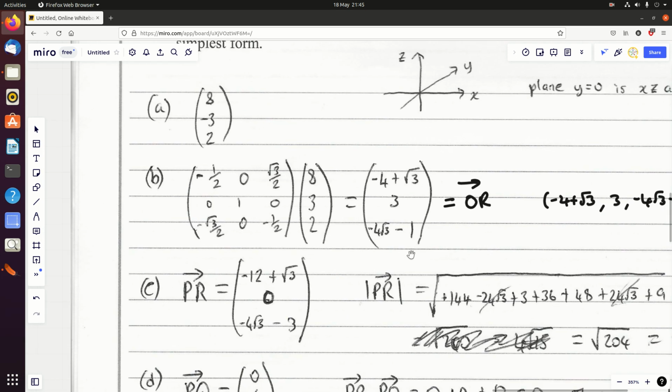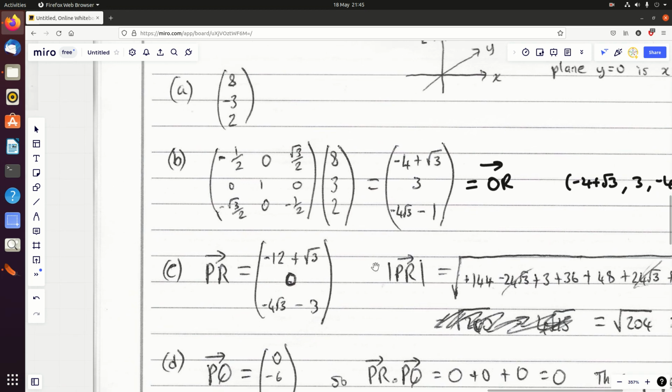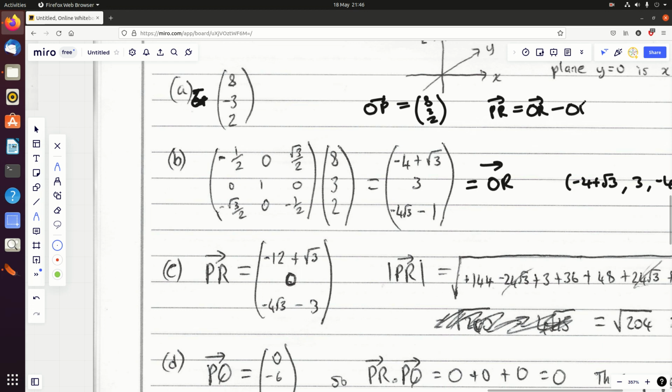Okay, so we've got R. Now we've got to find PR. Well, that means we've got to work out the vector PR. And here we're going from OP to OR. Here's OP. Oh no, that's OQ. Sorry, let me write down OP. OP was (8, 3, 2). I probably did this in my head. OR is that one.